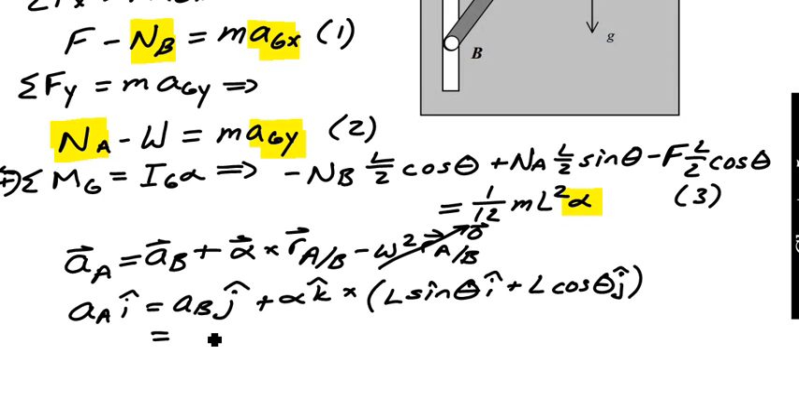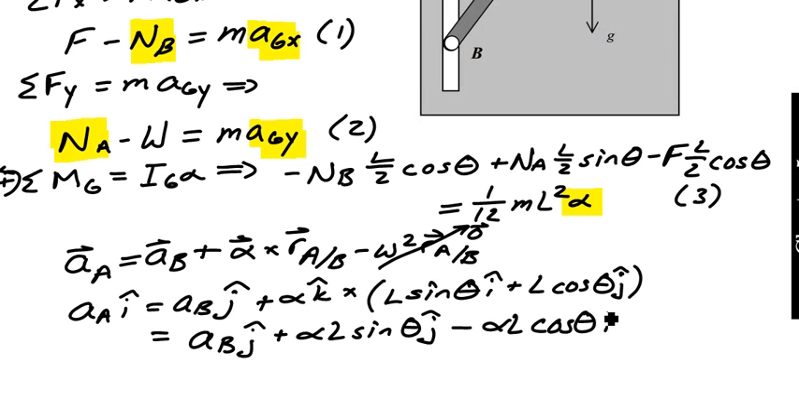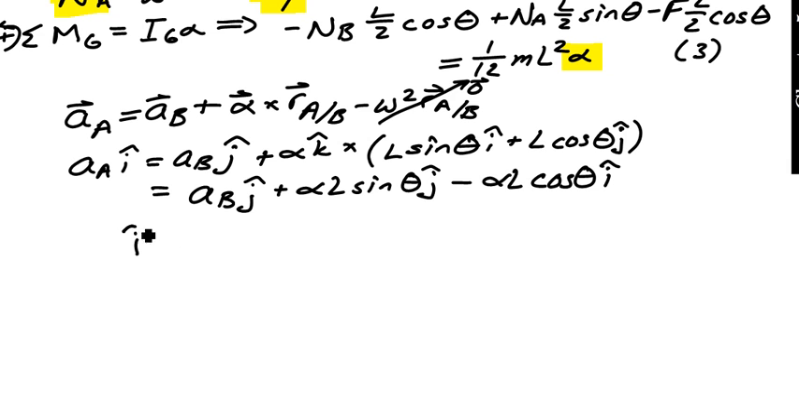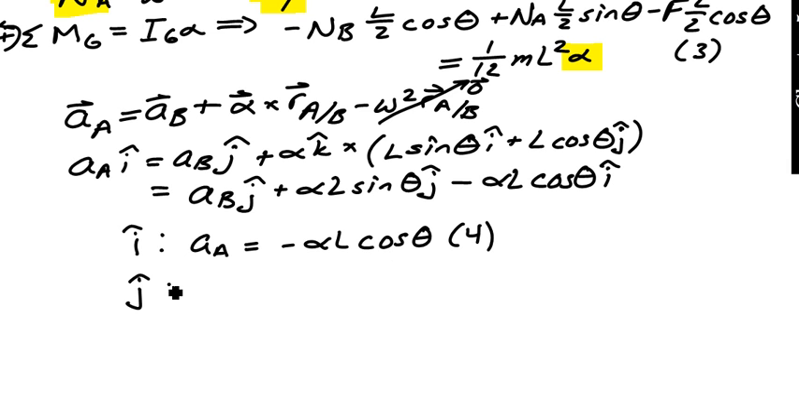If we go ahead and expand the right hand side here, we'll have AB in the J. K cross I is J, so I'll have plus alpha L sine theta in the J. K cross J is minus I, so I'll have minus alpha L times the cosine of the angle theta in the I direction. At this juncture I can pull out I and J components. If I pull out the I components, I'll have that AA is equal to minus alpha L times the cosine of theta. We can call that equation 4. And if I pull out the J components, I'll have that 0 is equal to AB plus alpha L times the sine of the angle theta, and we can call that equation 5.